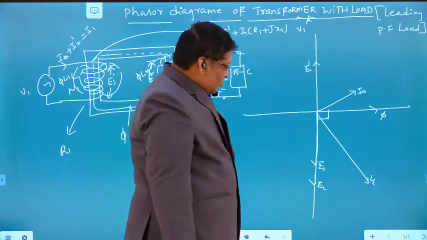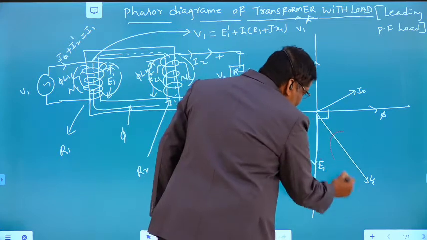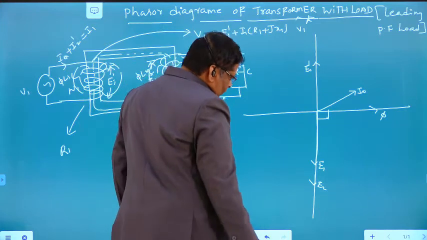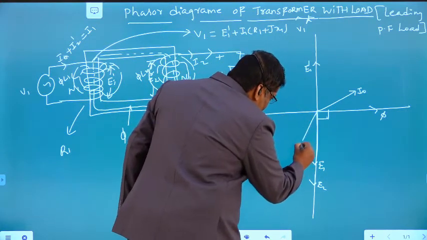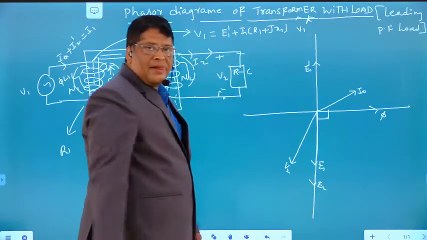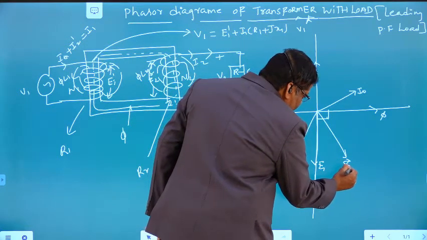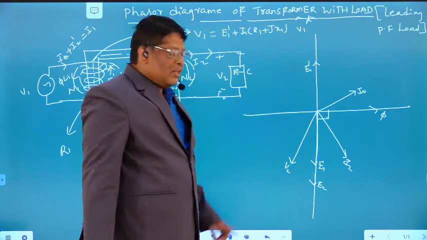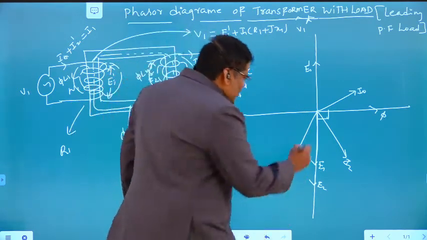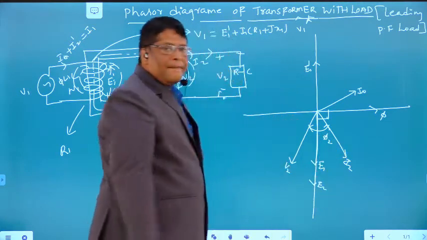Here you take it as a V2, but here you take it as an I2. Why have you taken the I2 here? Because the current leads the voltage by some angle. This angle you have taken as pi by 2.